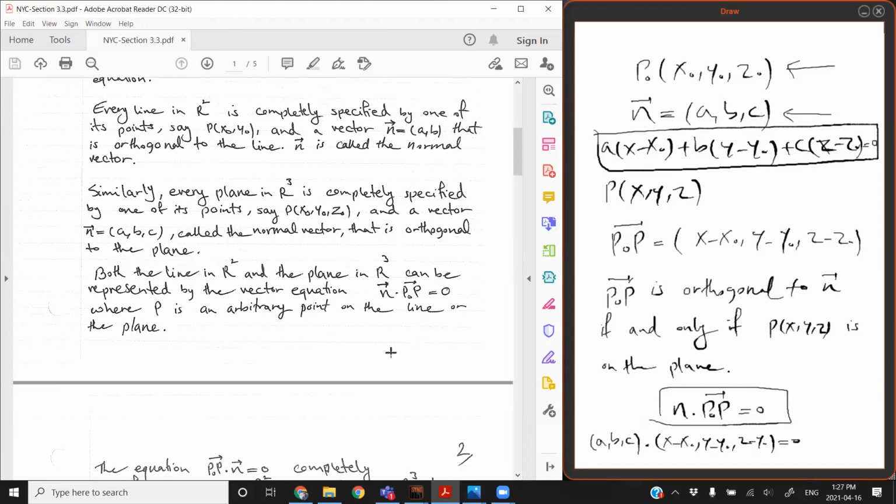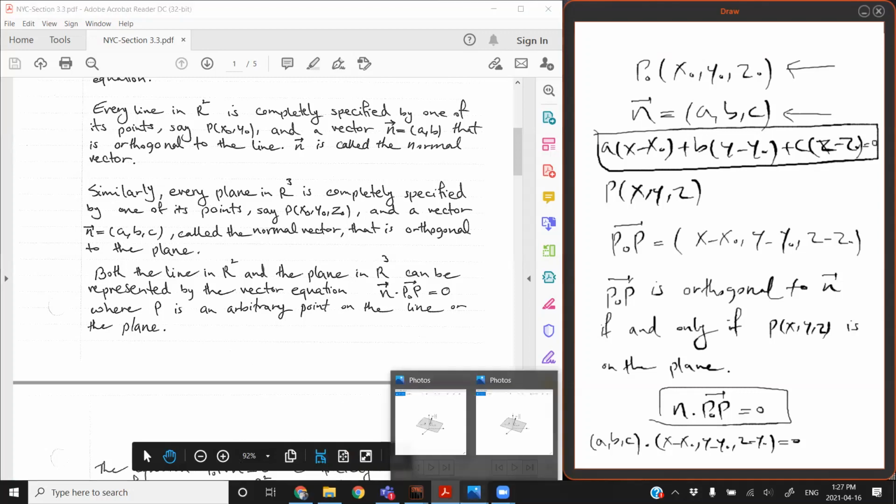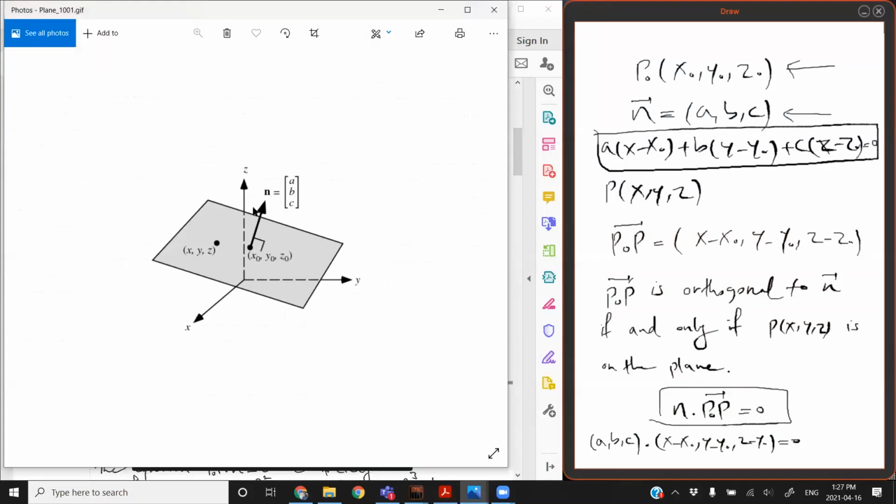From now on, whenever you hear normal vector, you should think of the vector that is orthogonal. If I say the normal vector to the line, I mean the vector that is orthogonal to the line. Or if I say the normal vector to the plane, I mean the vector that is orthogonal to the plane. So this vector n is a normal vector for the plane. Any vector that is orthogonal to this plane can serve as a normal vector.